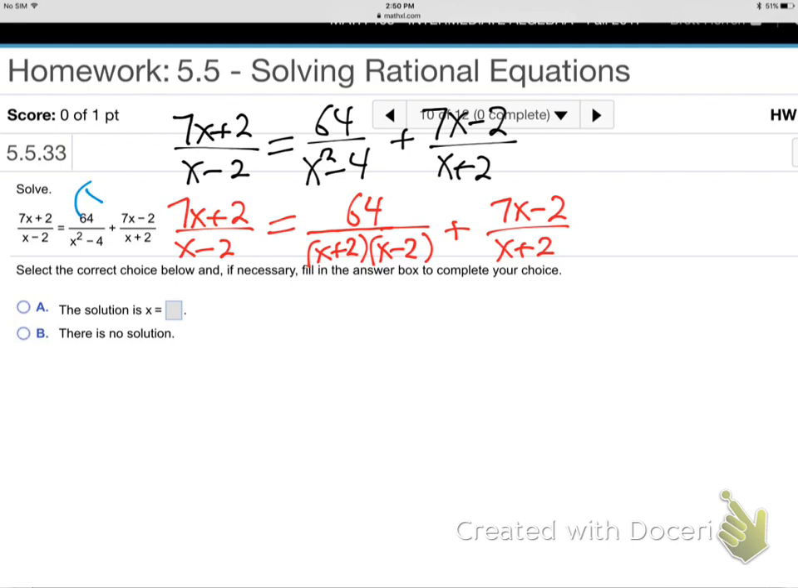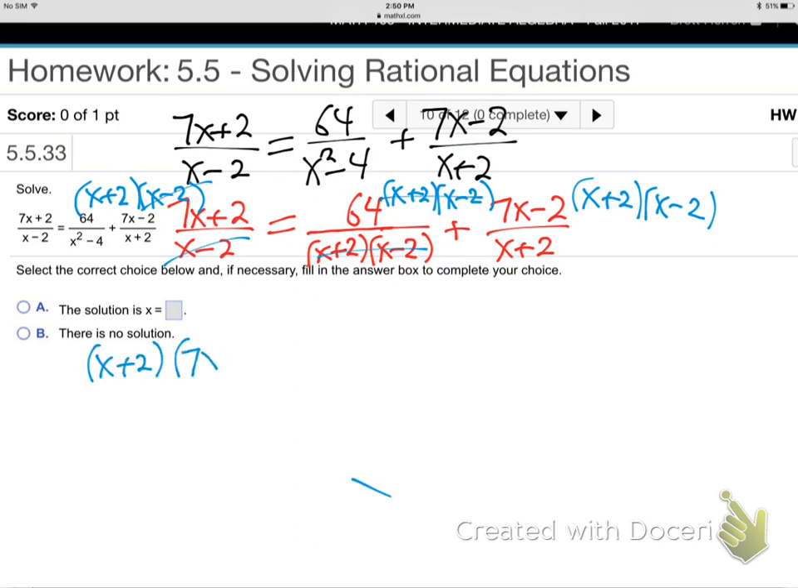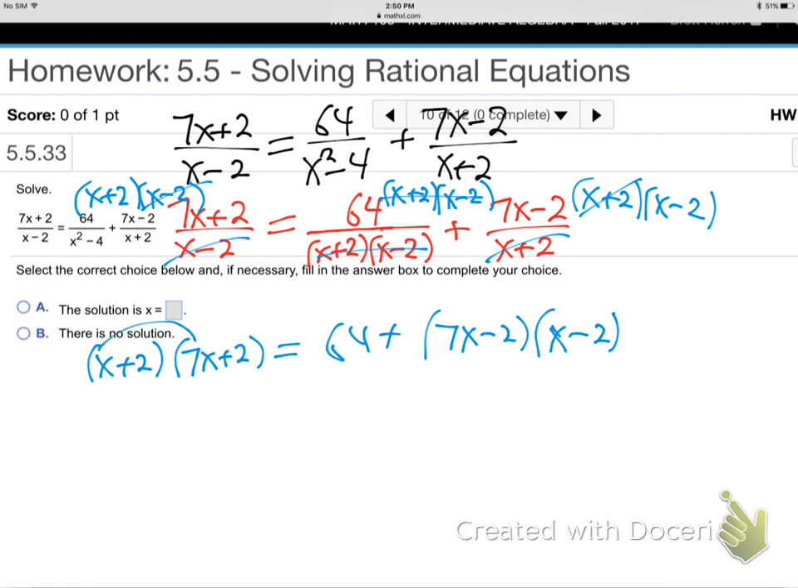Okay, common denominator. X plus 2, x minus 2. Cancels. The middle, everything cancels. What do we get? We get x plus 2 times 7x plus 2. In the middle, everything cancels and we just get 64. On the right side, the x plus 2's cancel, and we get 7x minus 2, x minus 2, good. No more denominators, no more fractions. Canceling them all out of there. Good. Now we distribute. Boom, boom.